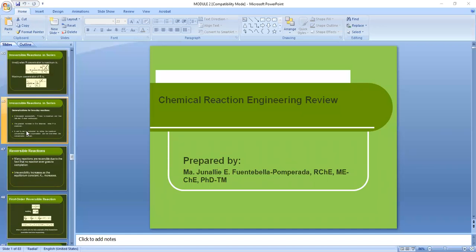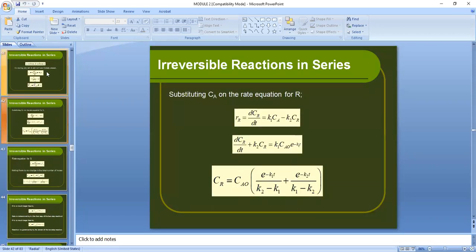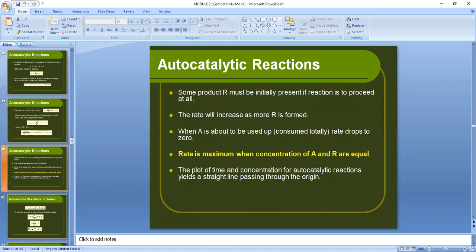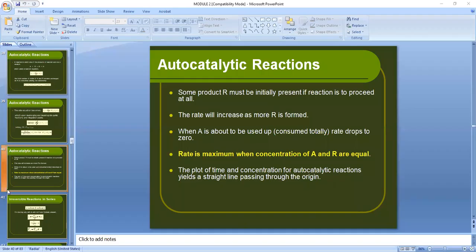Can you see the slide on chemical reaction engineering? Stop sharing for a while. Okay. Can you see the slide? I'm on autocatalytic reactions.